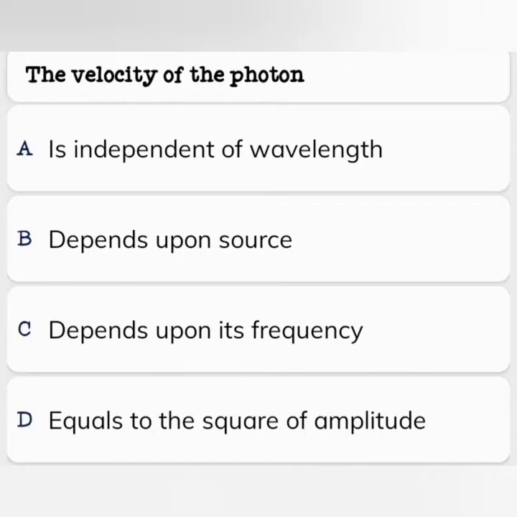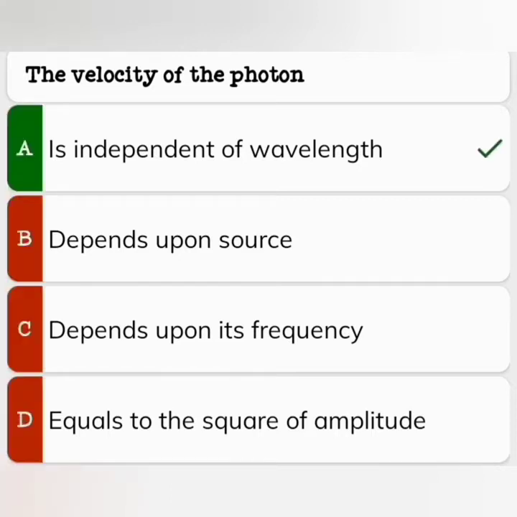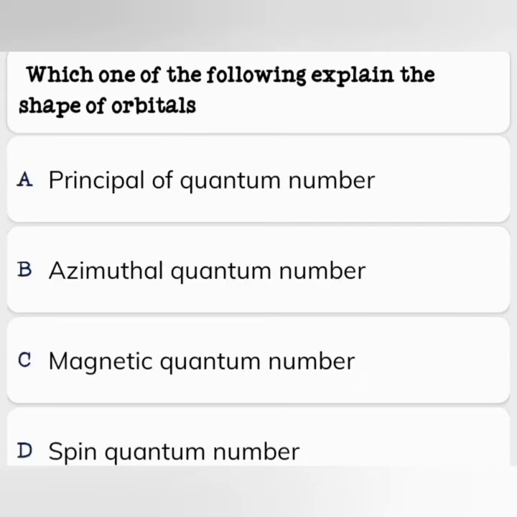The velocity of the photon A. is independent of wavelength, B. depends upon source, C. depends upon its frequency, D. equal to the square of amplitude. Yeah, so the right option is A, is independent of wavelength.